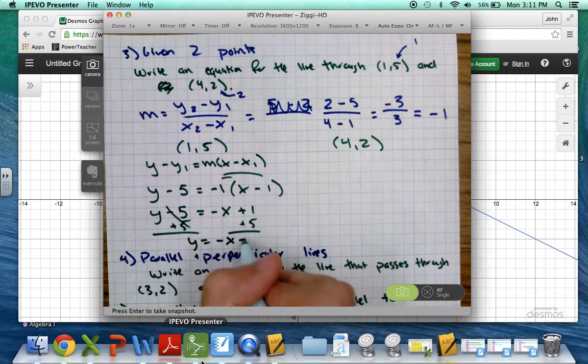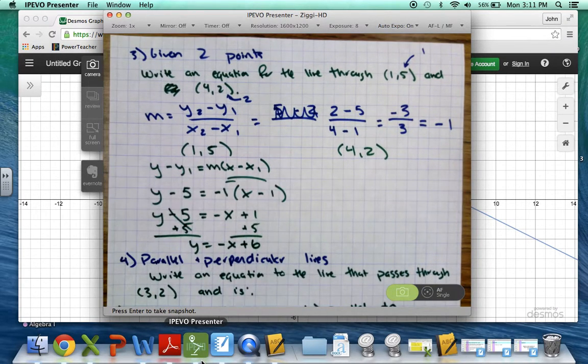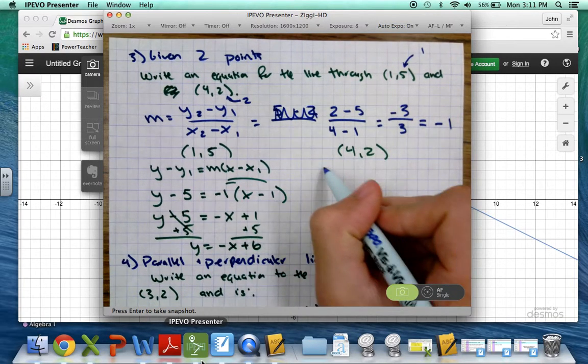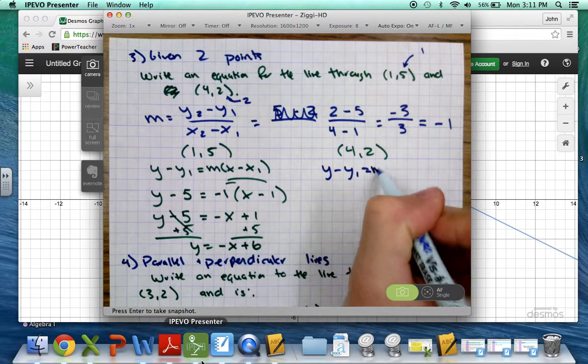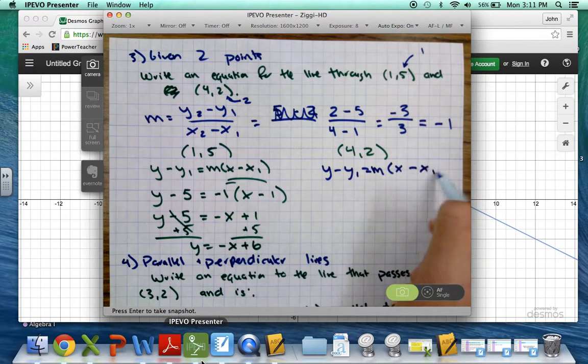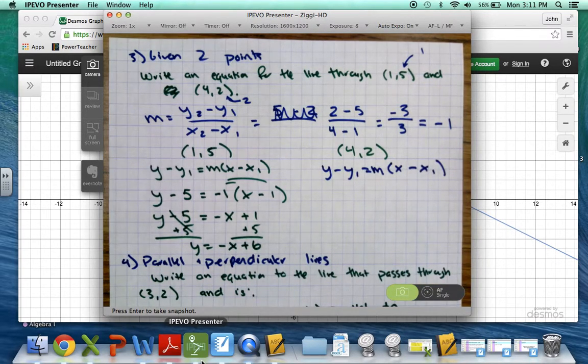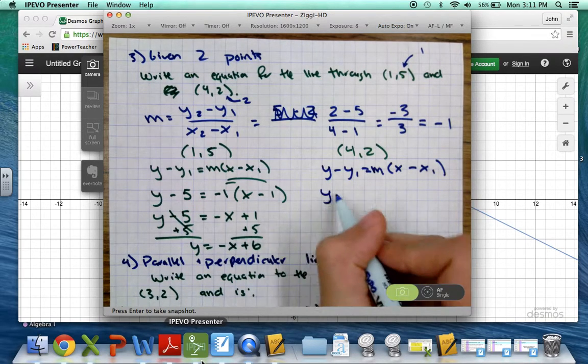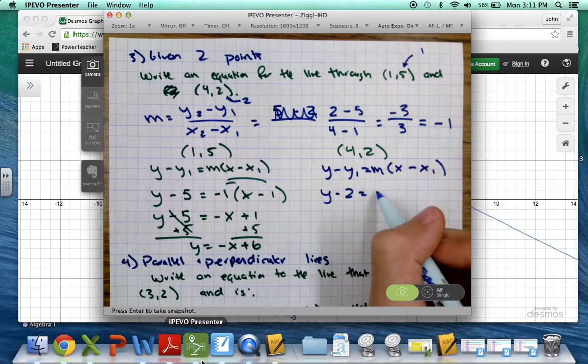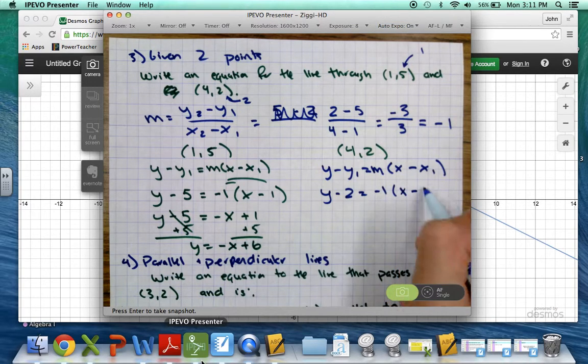So we have negative x plus 6. Now if you chose 4, 2, and we go through and we do this. Again, we are going to use point slope form. We have a slope and we have a point. It makes sense that it's named point slope form. That's the reason why. Minus 2, our slope again is negative 1, x minus x1 is 4.